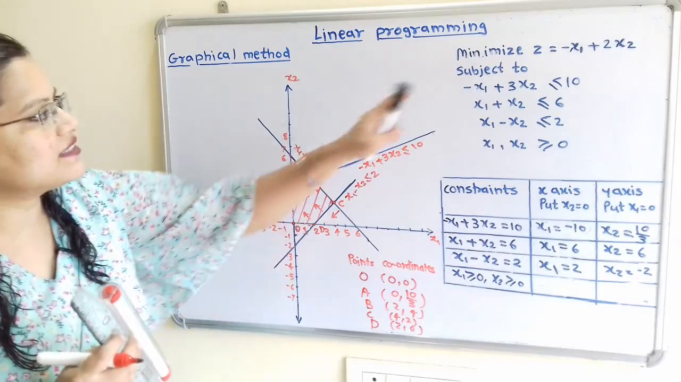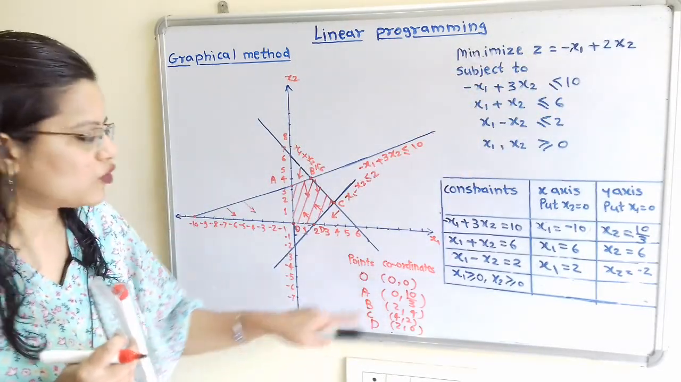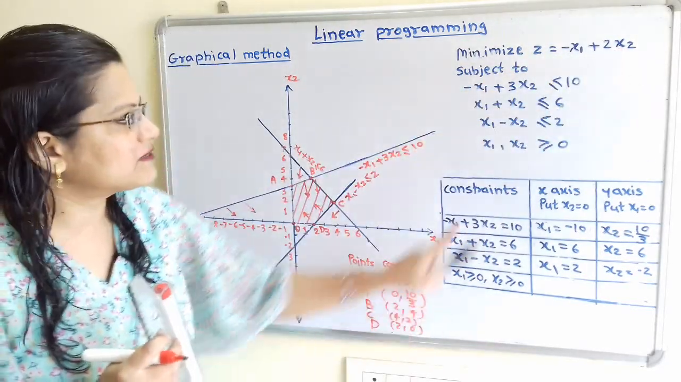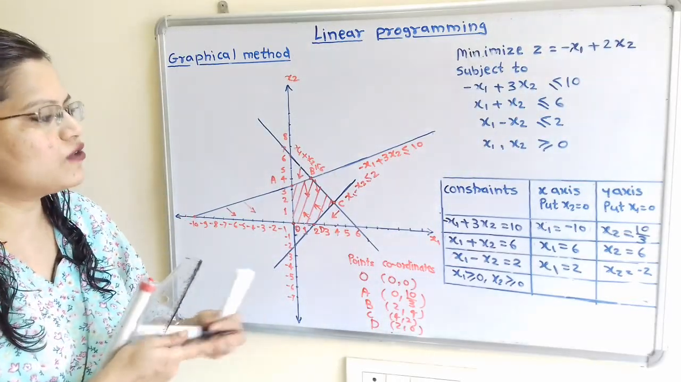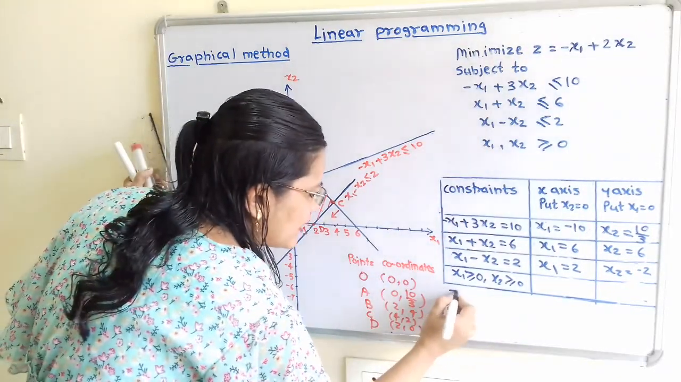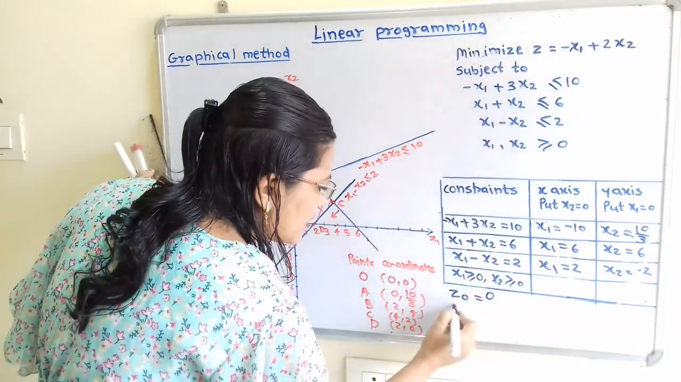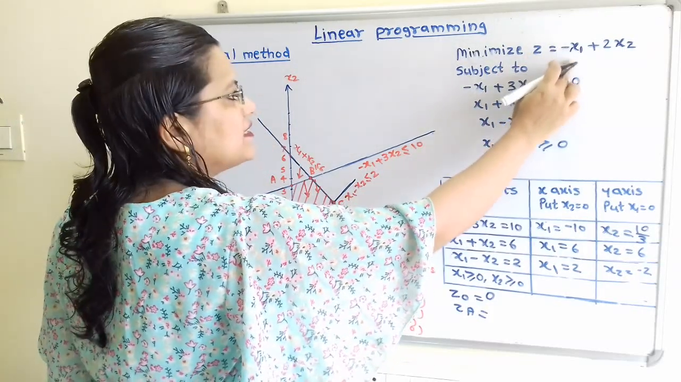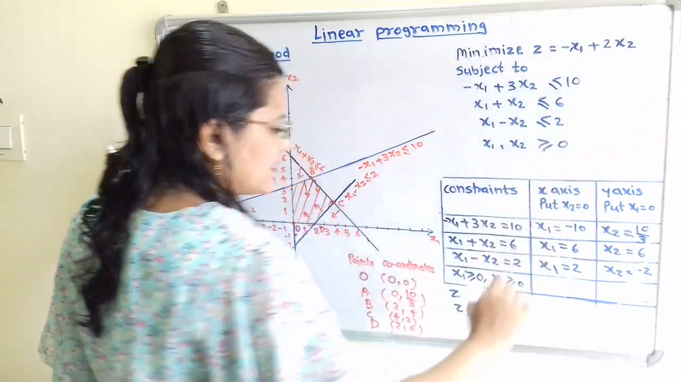Now our question is that we have to minimize Z. So for this we will put the values. On x-axis we will consider the values for x1 and on y-axis we will consider the values for x2. Now how to calculate the values for Z? At point O, value of ZO is 0, 0, that is 0. Then ZA, at point A, x1 is 0 plus 2 into 10/3, that is 20/3.